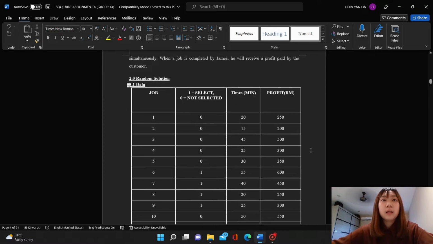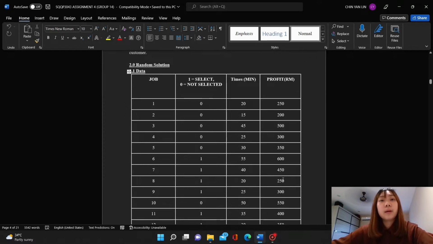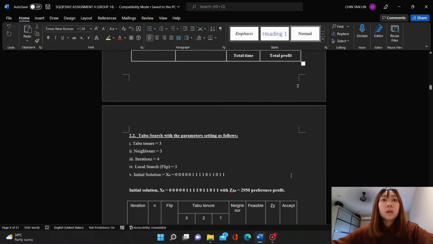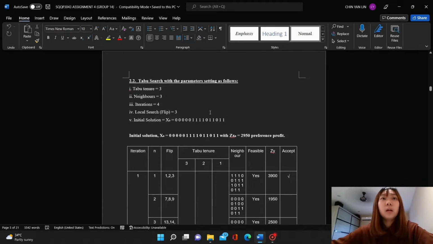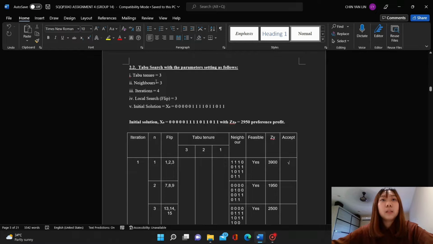Now this is our random solution data, created by Excel VBA. Now we need to do the tabu search. First, we need to set the parameter settings. The tabu tenure is 3. Neighbors, we need to create 3. Iterations is 4. For local search, we need to flip 3 jobs.